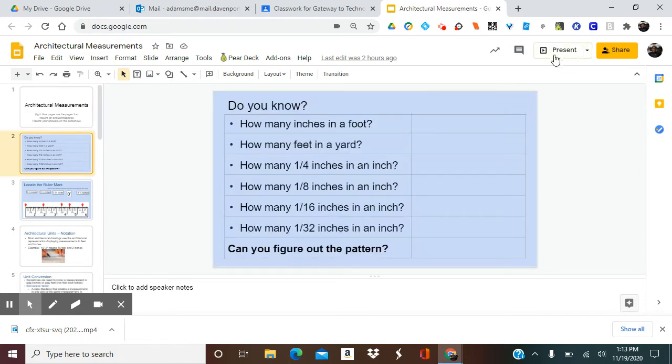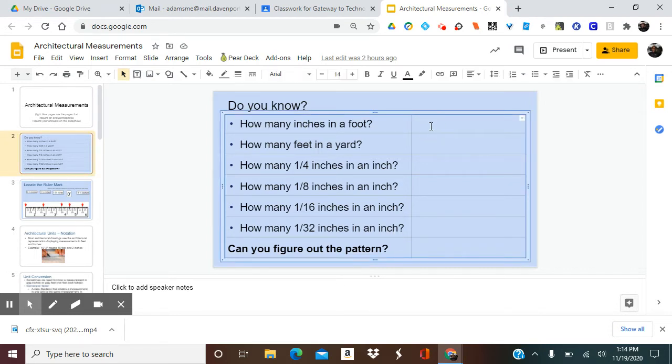All right. First things first, what do you know? So how many inches are in a foot? Okay. So there are 12 inches in a foot. So you just write your answers right in the document. How many feet are in a yard? Three. 3 feet in a yard.